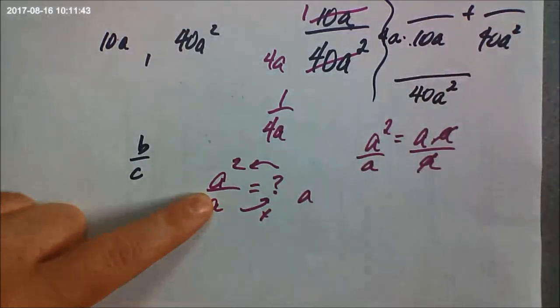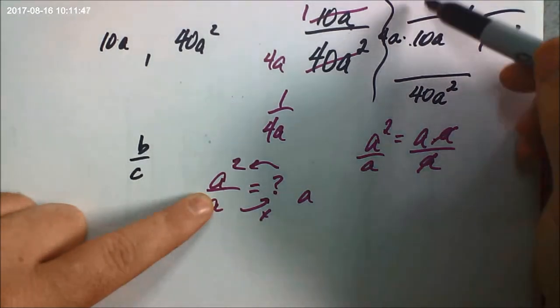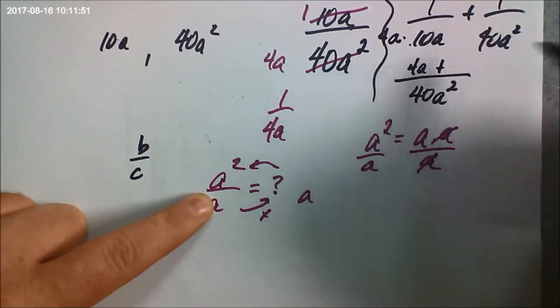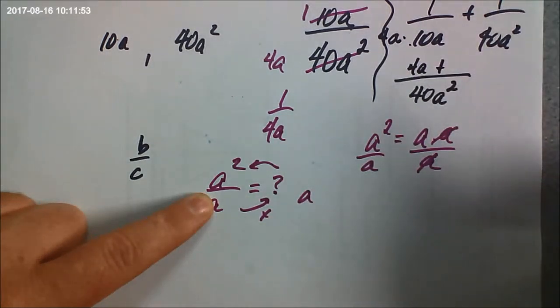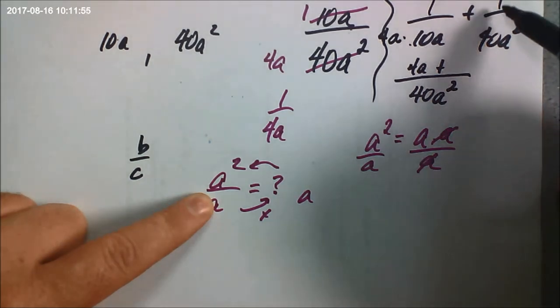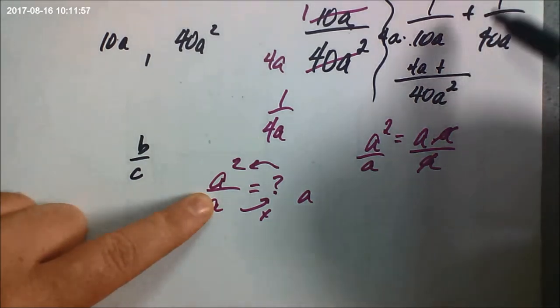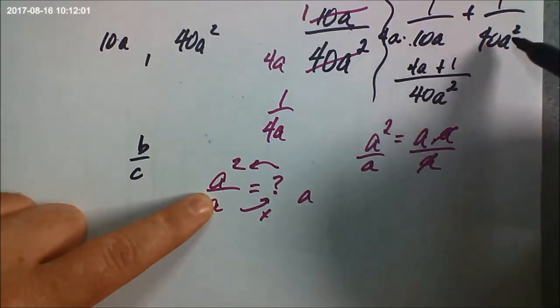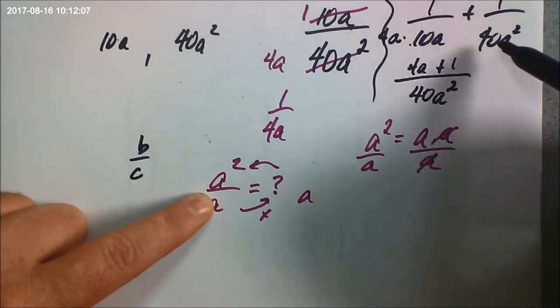4A. That's weird. So this would be, let's say they were both 1, right? This would be 4A plus what? Plus what? If that's 1, what does this one have to be? Plus 1. It's already got the common denominator, right? This is the lowest common multiple of those two terms.